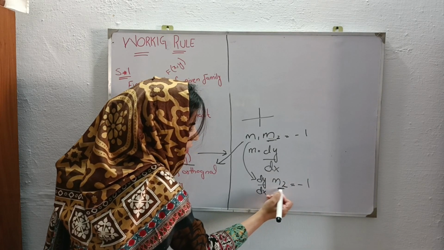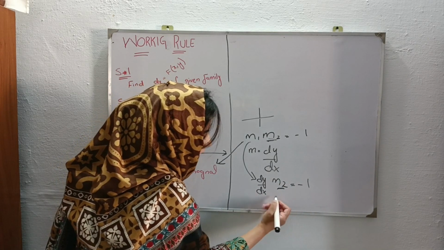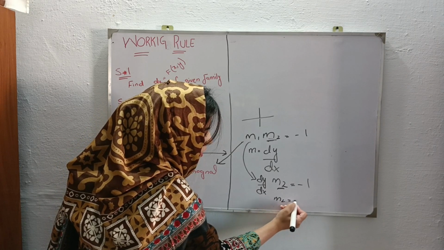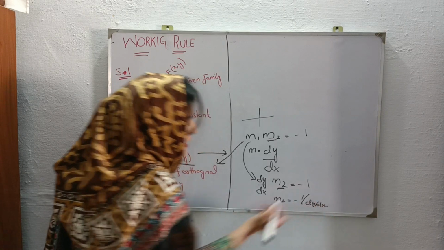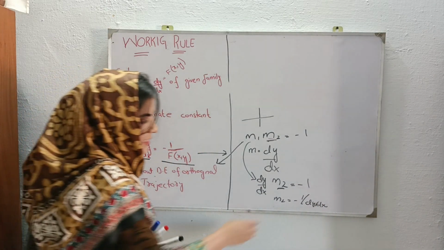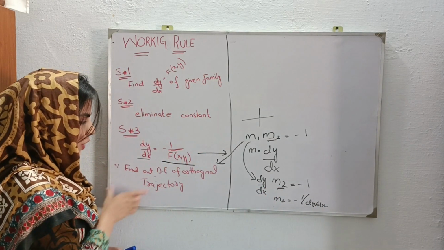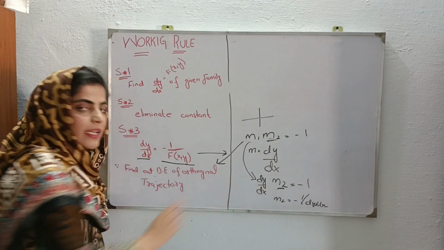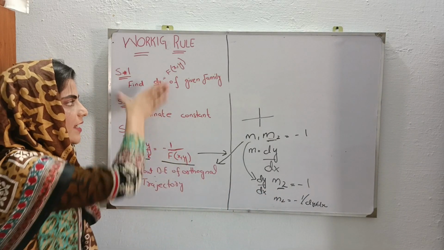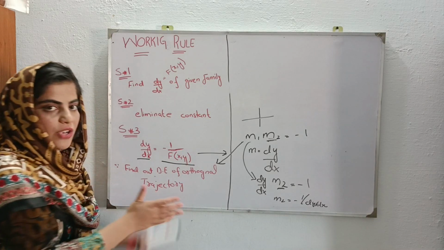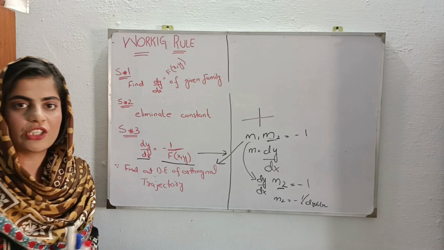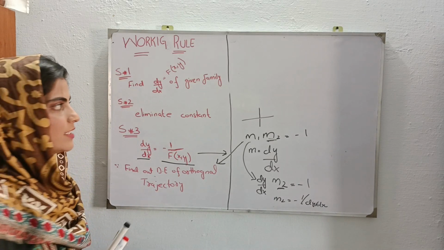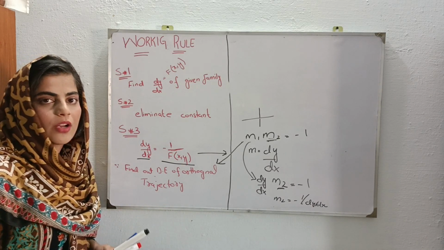So how will you calculate it? You will take m2 is equal to minus 1 over dy by dx. And since m2 is also a slope, you can also write it as dy by dx. So these are the steps which you have to follow while calculating the orthogonal trajectory of any family of curves. So let's do some examples, it will be more clear to you.